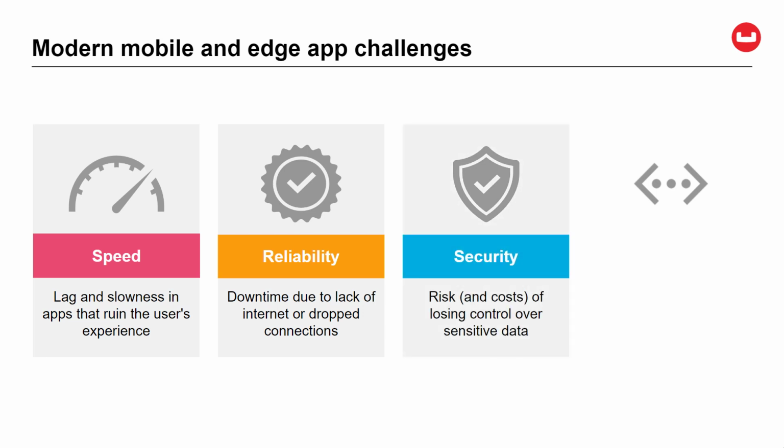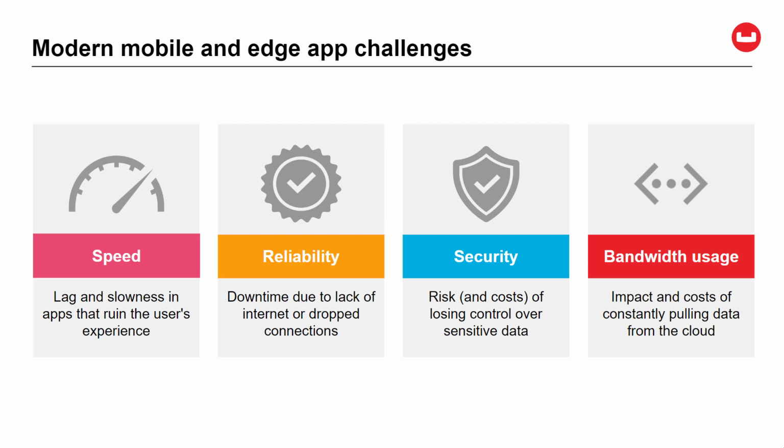Security. Apps that handle sensitive information must block unauthorized access and adhere to strict requirements for regulatory compliance. Bandwidth usage, where shared capacity introduces unpredictable bottlenecks and egress charges for data from the cloud can get expensive. Why is it that relying solely on a cloud-based data center can present these problems for mobile apps? Because it depends on the internet. Let's take a closer look.